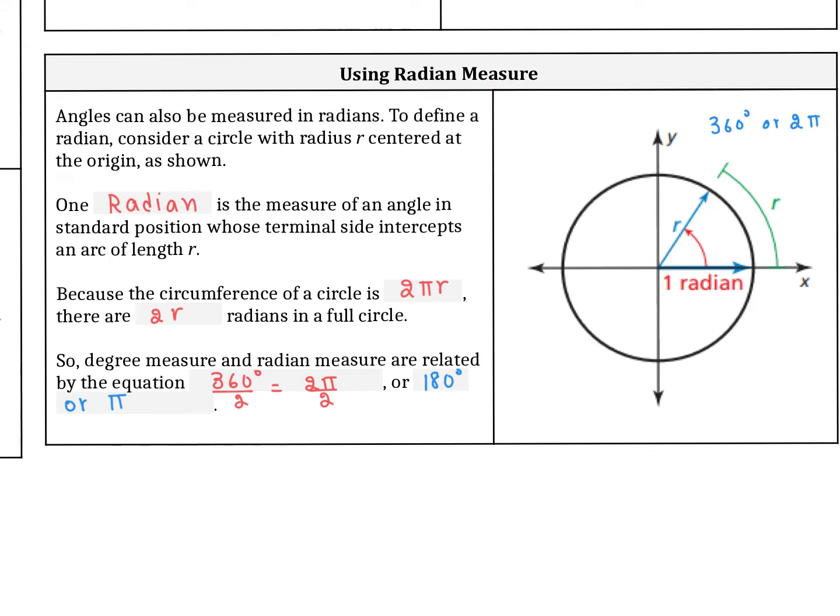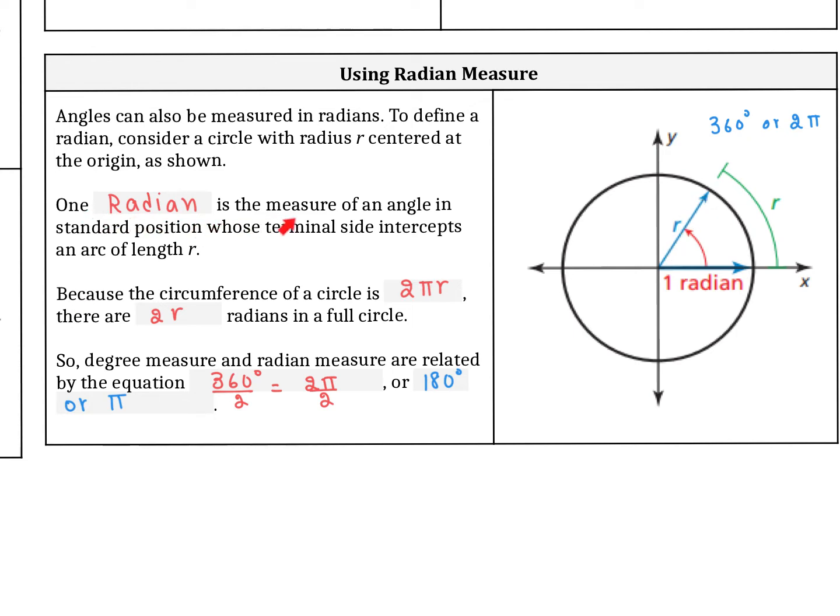Using radian measure, angles can also be measured in radians. To define a radian, consider a circle with radius r centered at the origin as shown. So this is 1 radian. So r is the radius.